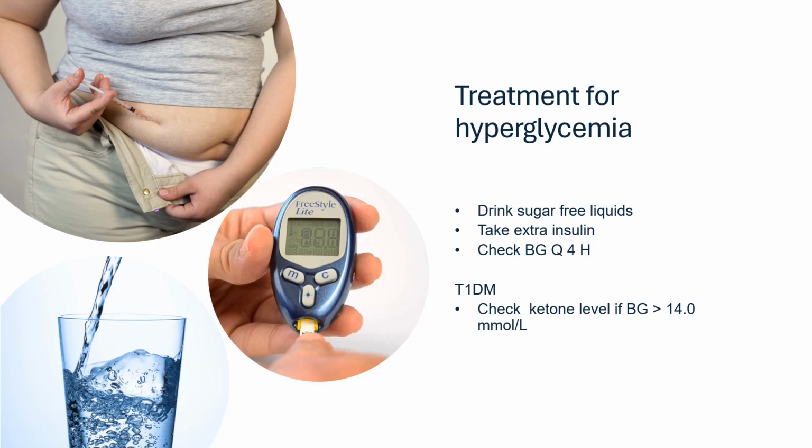We'd like them to take extra insulin and check their glucoses more frequently if they're just in a hyperglycemic state. So this is sugars greater than 10, not in DKA, not in HHS. That usually requires some deeper intervention. And if they have type 1 diabetes, they should be checking their ketone levels if the glucose is sustained over 14 and not able to come down with extra insulin.